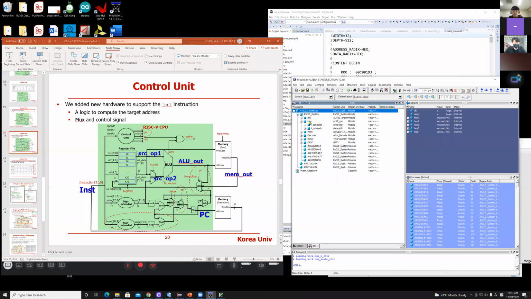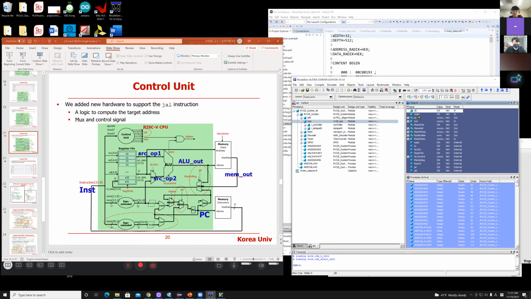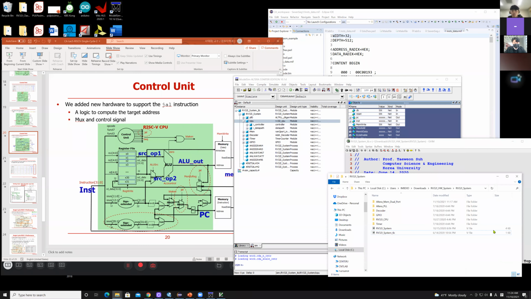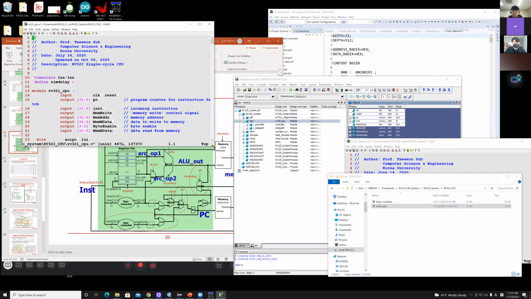here, CPU, and clock and reset. Those are default signals you want to add: clock, reset. Then the program counter, instruction, and probably the memory write control signal. How do I know? Because I designed it, right? I designed the hardware. So click on this.